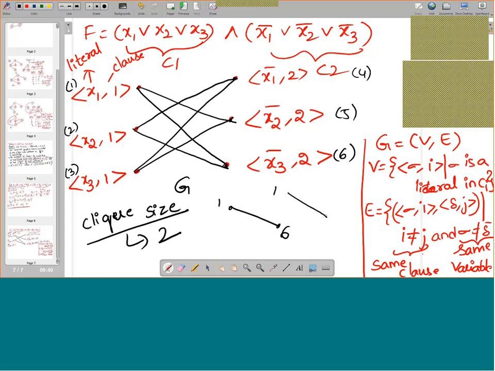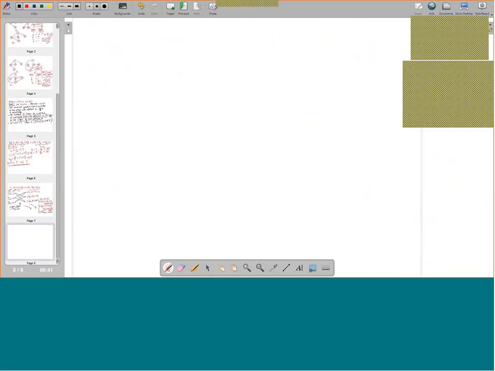Since it is an undirected graph, if the 1 to 5 edge is present, then 5 to 1 is also present. That's why this one is complete. So clique size is 2. Now for G, we have to construct G dash.